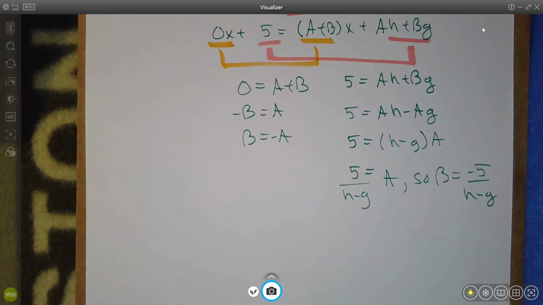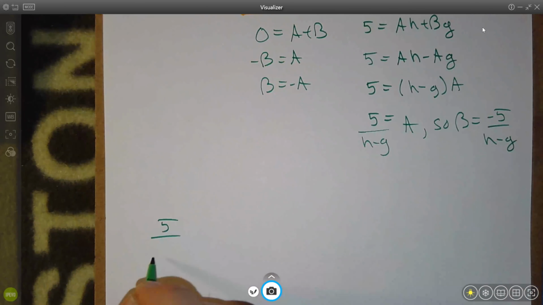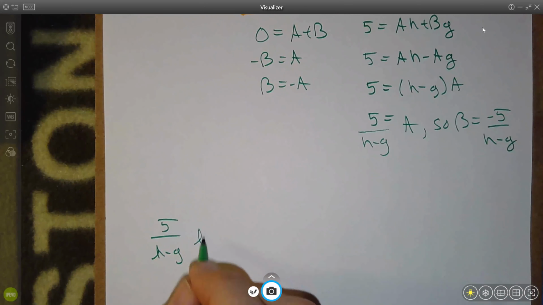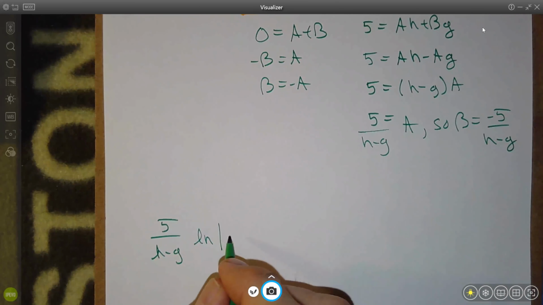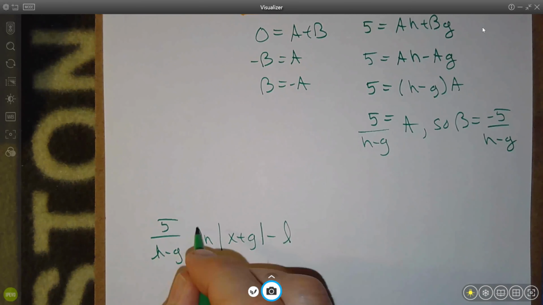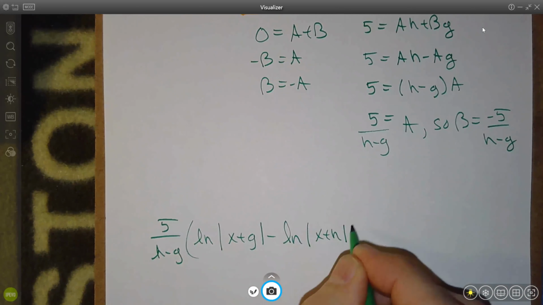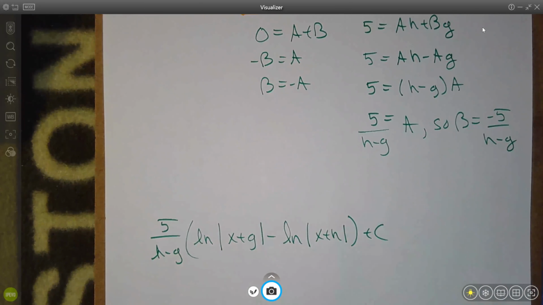So in case you're curious, you know, test yourself, but you should end up with 5 over h minus g times the ln of x plus g minus the ln of x plus h. That should be your happy ending.